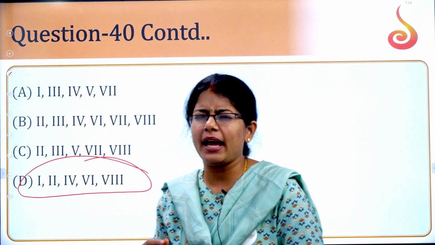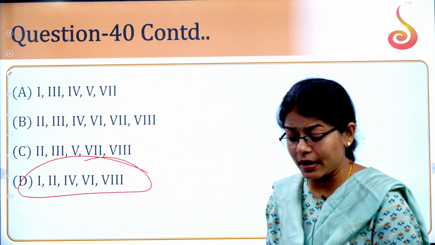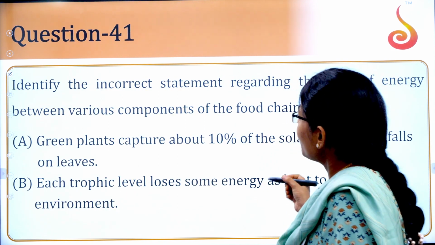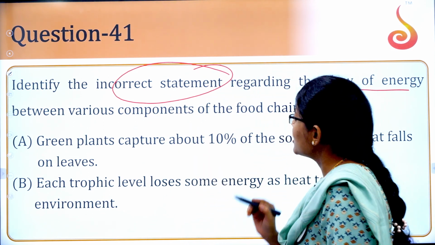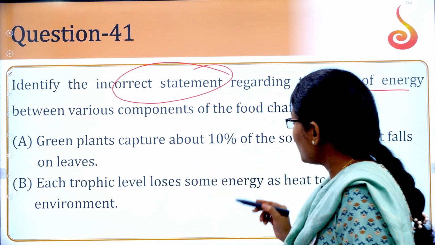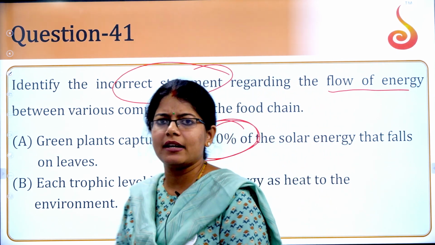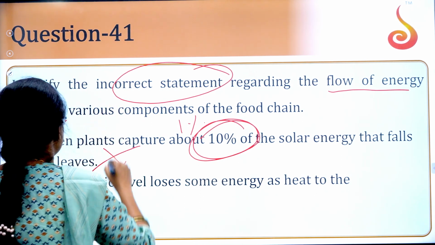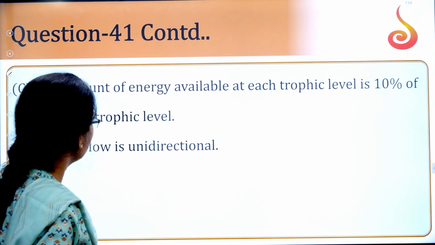Okay, again a very simple question framed from the steps involved in recombinant DNA technology. 41st question. Identify the wrong statement regarding the flow of energy in the food chain. Green plants capture, is it 10% or is it 1%? It's just 1%. So here that statement is the wrong one, that is the correct option, option A. Rest all the options are correct. Okay.